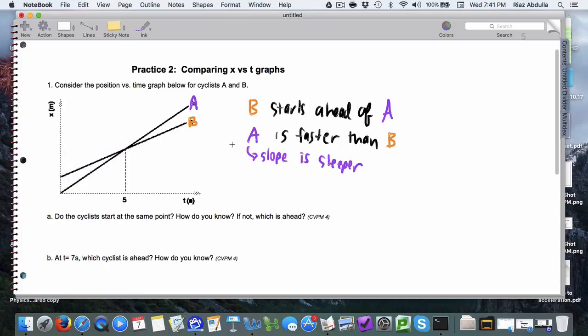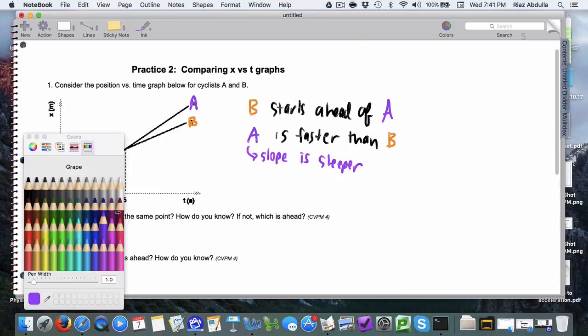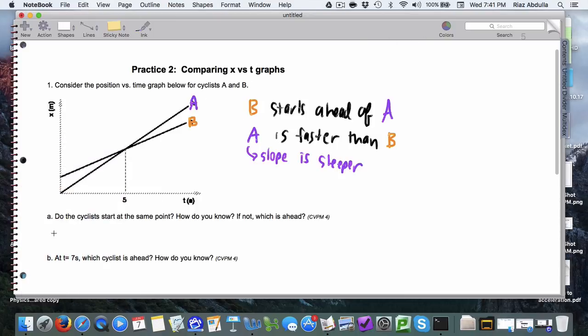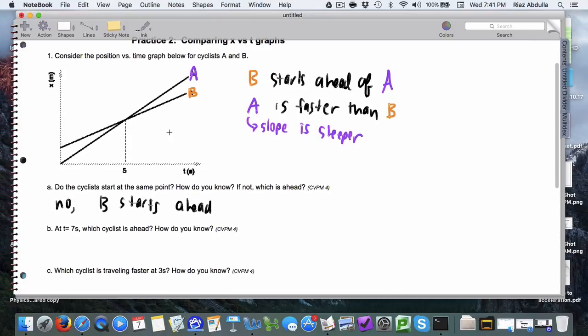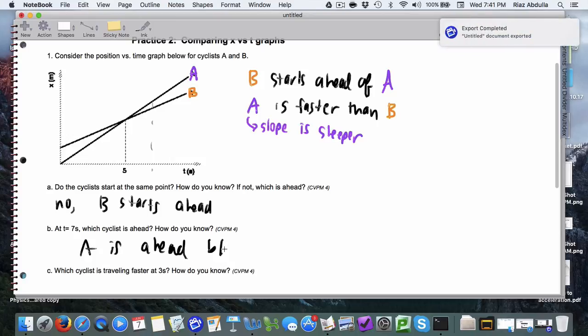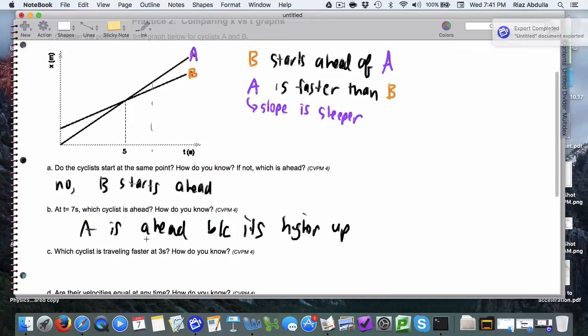So, do the cyclists start at the same point? No. B starts ahead. At t equals 7, which cyclist is ahead? Now here's the deal. I don't know where 7 is on here, but it's past 5. So what that tells me is that at 7, A is ahead because it's higher up.